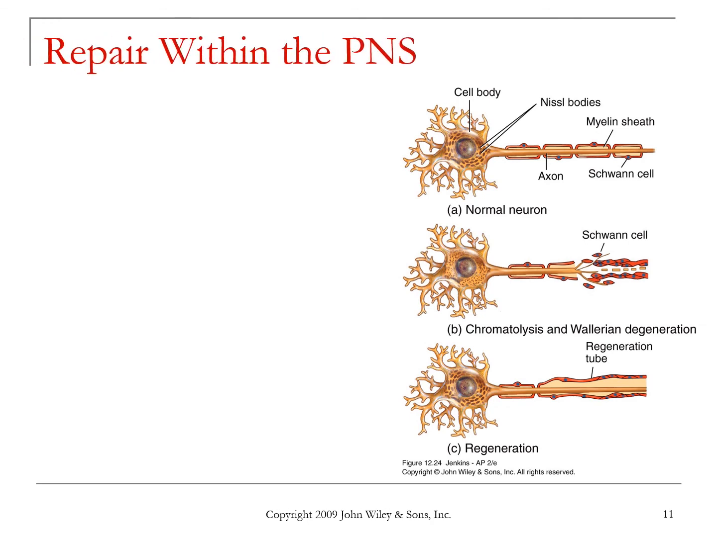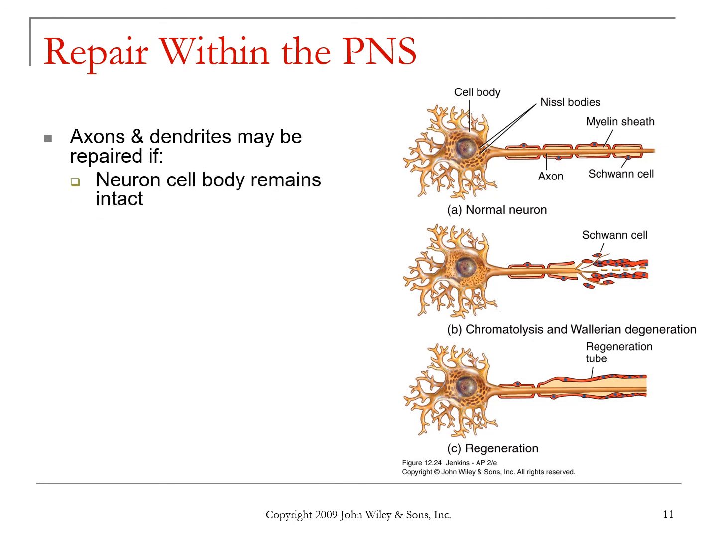Now, research is still out on this, but it is known so far that axons and dendrites may be repaired if they're damaged if the cell body remains intact. If the cell body is damaged, that neuron is done. And remember, they're non-regenerative. So healthy neurons cannot divide to replace the ones that are damaged. However, they can be repaired if these conditions are met.